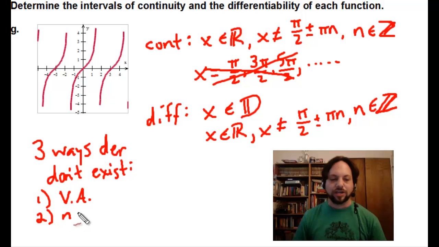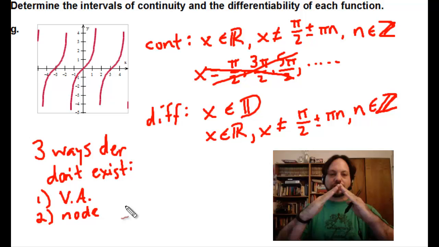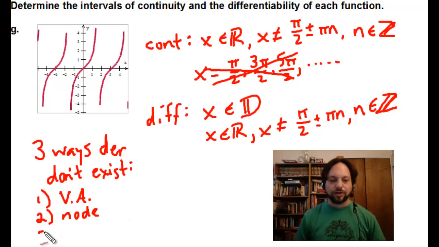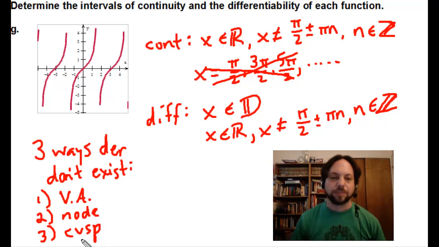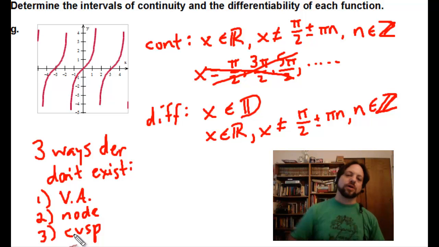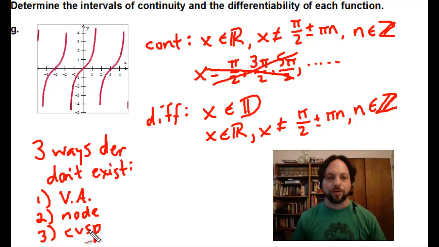Two, if there is a node, that's like the absolute value function, could rise to a hill or could drop to a valley. And then the third, similar to the node, is if there is a cusp. And we'll see those a lot of times when we deal with fractional exponents. But that will come later, so we don't need to worry about that for now.